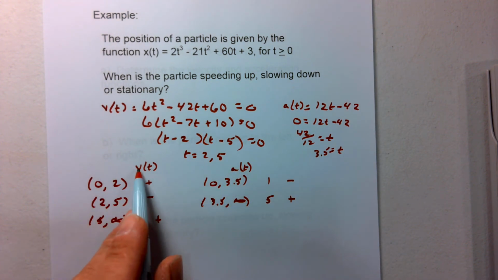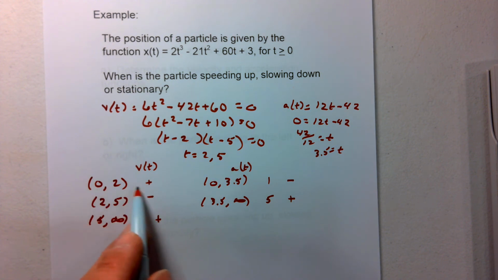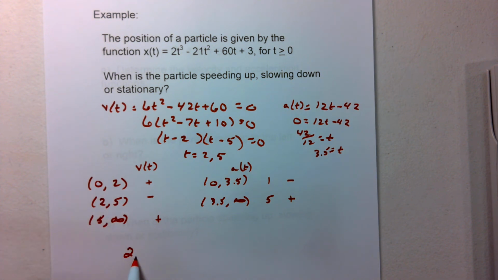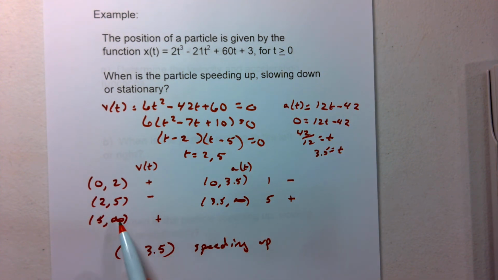Our velocity changes from positive to negative at that value of 2. So I know from 2 to 3.5, this particle has the same sign. So if they have the same sign, I know I'm speeding up. Likewise, from 5 to infinity, I have the same sign. They're both positive. So I can put a union there, 5 to infinity.